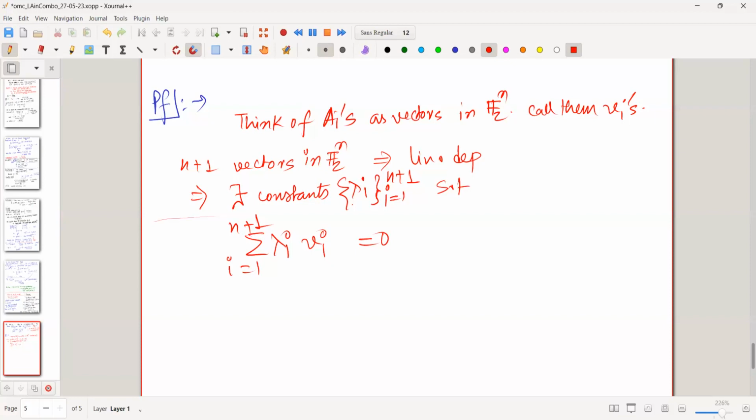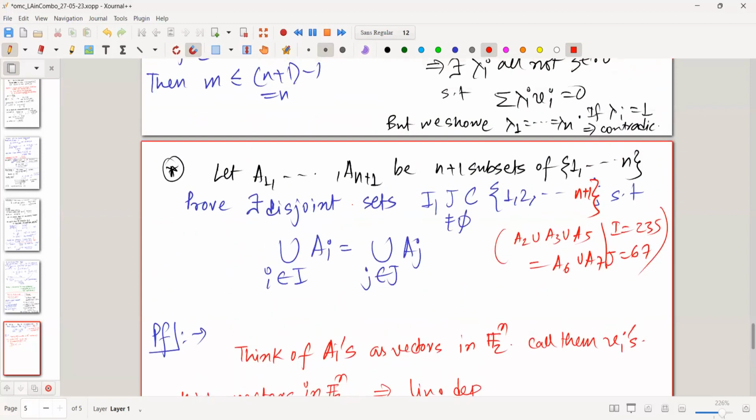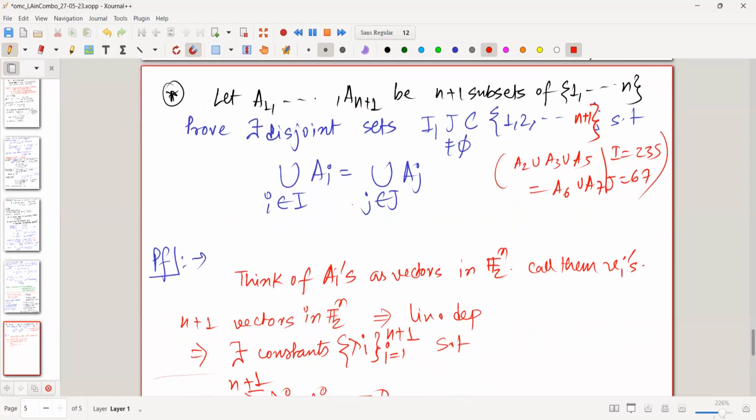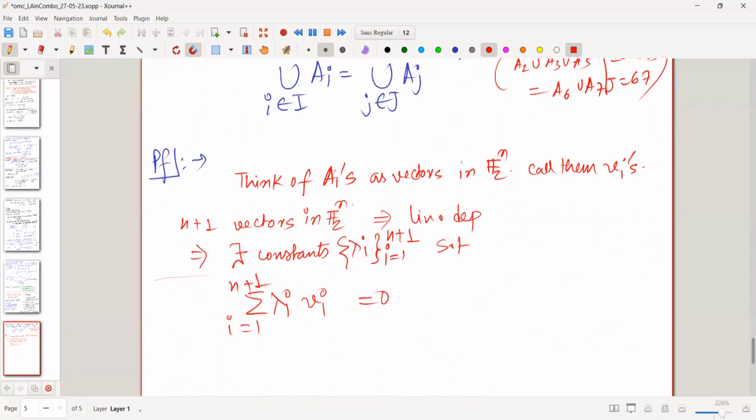No, I don't actually follow the argument. Can you repeat? Oh, okay. So let's say we have some index set k, so that the summation of v_k, where k is in our index set, is equal to 0. So the lambda i's are either 0 or 1, right? Yeah, in F2^n, yes.